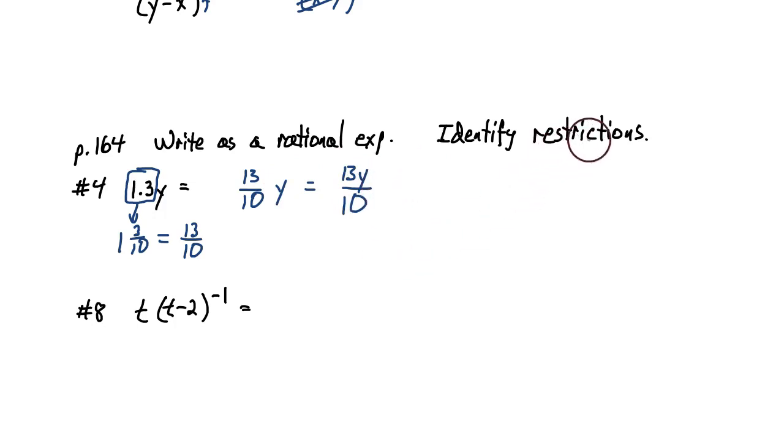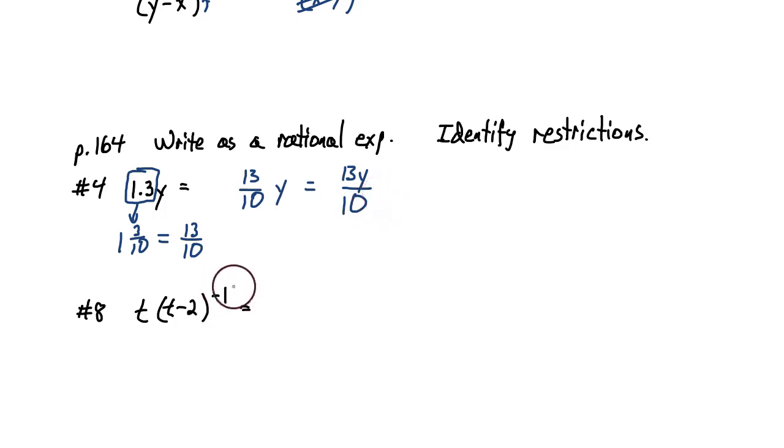Now we're asked to give any restricted values of the variables. That will only happen if the variable is in the denominator. This one does not have a variable in the denominator. It just has 10 there, so there are no restricted values. The letter y can be any real number.